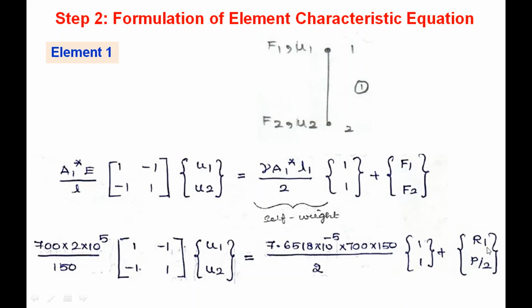So we are multiplying area and length divided by 2, [1; 1], plus R1, the reaction force at the fixed end. For F2, since it is a common node, we are dividing the load acting at node 2 as P by 2 for the first element, and the remaining P by 2 will be given to the second element. So this is the element characteristic equation for element 1.